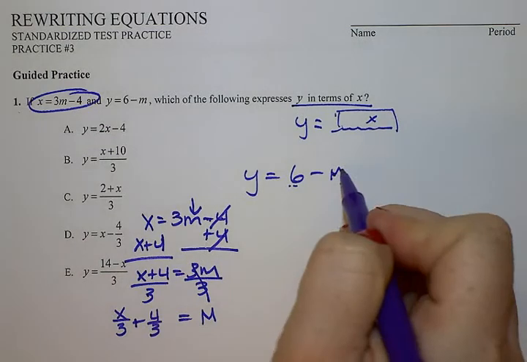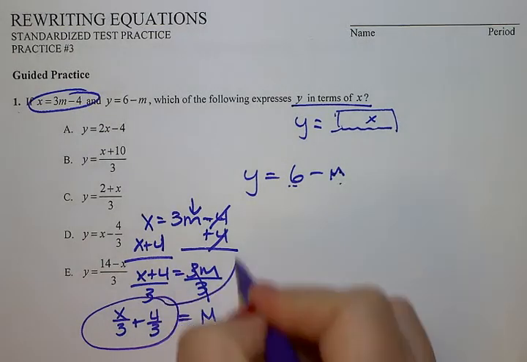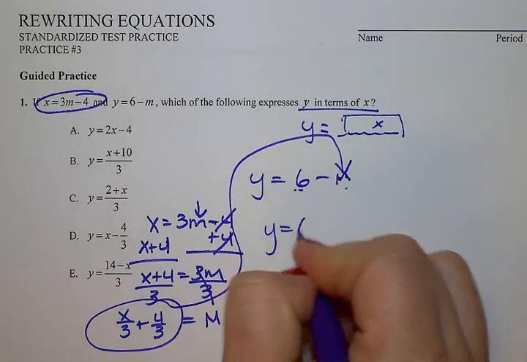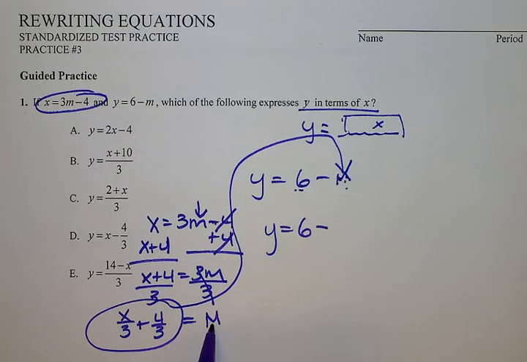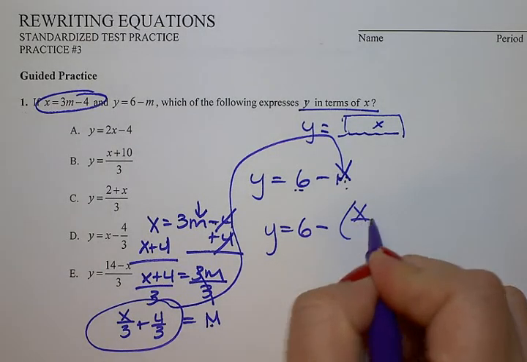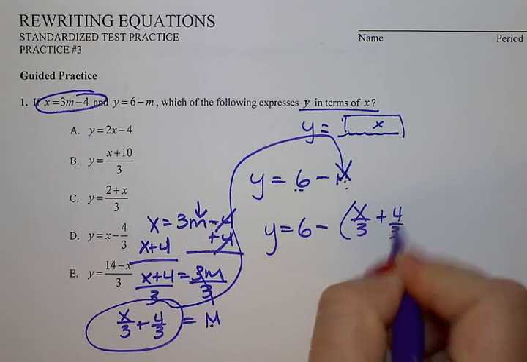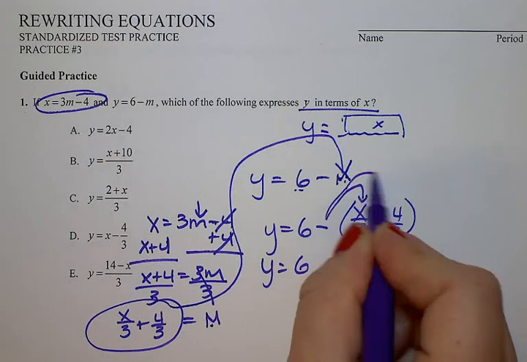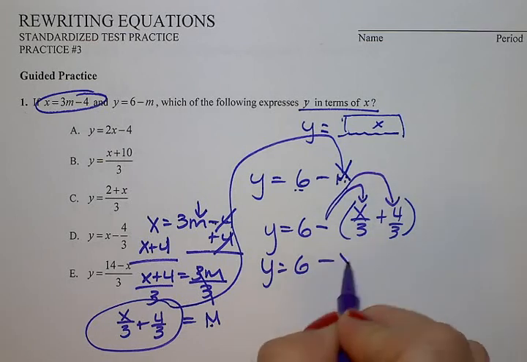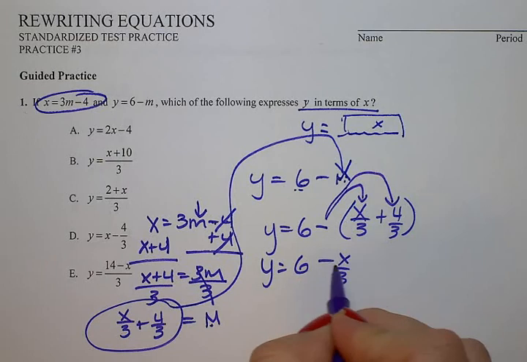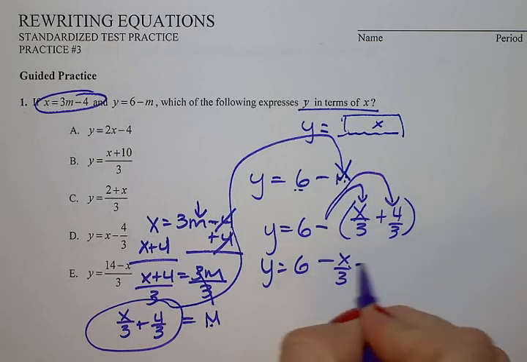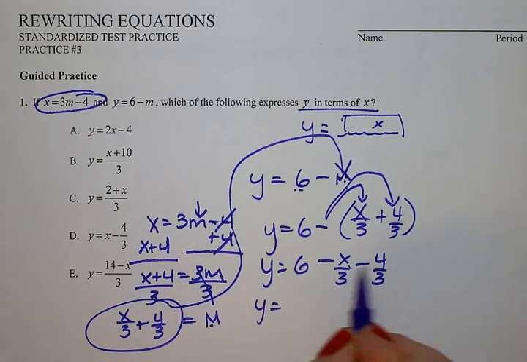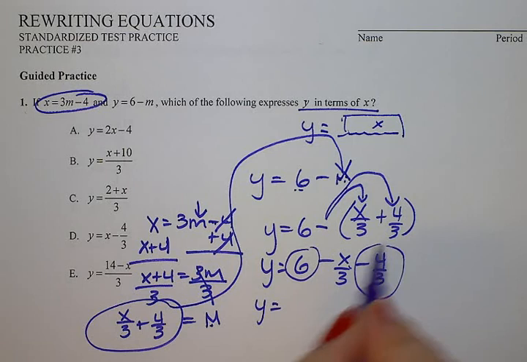So where I see an m, I get to take this expression and substitute it in. So y equals 6 subtract, not subtract m, subtract this quantity. I'm going to distribute the subtraction sign to both items inside, and it will change the sign. So if it was positive, it becomes negative. And now combining like terms, there are 3 different terms here, and only these 2 terms can be combined because they do not contain an x.